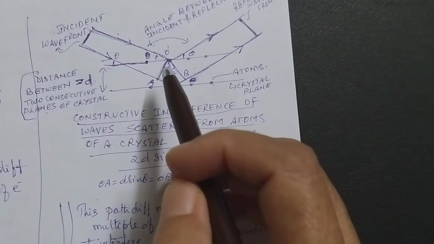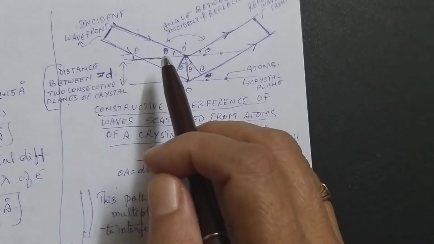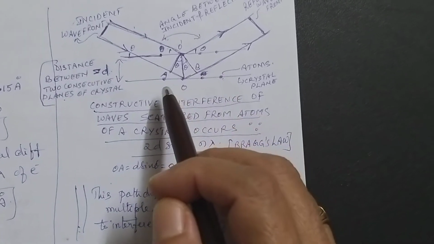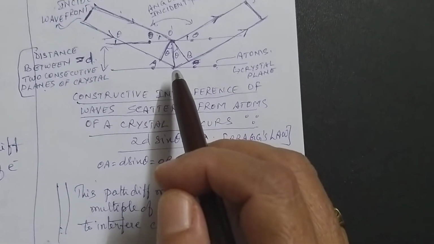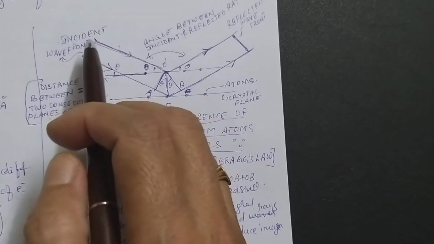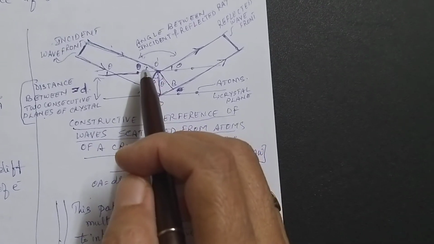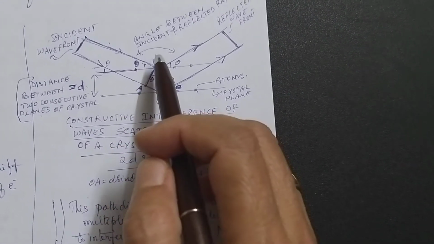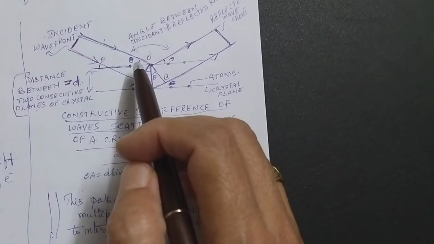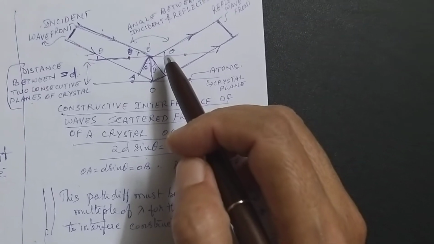Now here, suppose you have a crystal, and the crystal is not shown here, only the dots represent the atoms of the crystal. Crystal means a regular arrangement of atoms, so they have been regularly placed. Now suppose there is a wavefront, that means light incident at an angle, say theta, with the plane of the crystal, then it is also reflected with an angle theta.